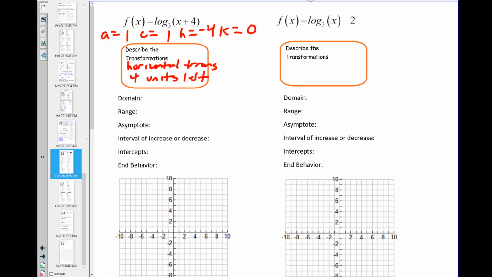Before we answer all these other questions about intercepts and then behavior, I guess intercepts we can already answer now, but we'll do that afterwards. Let's just graph it first. I want to show you how to graph.